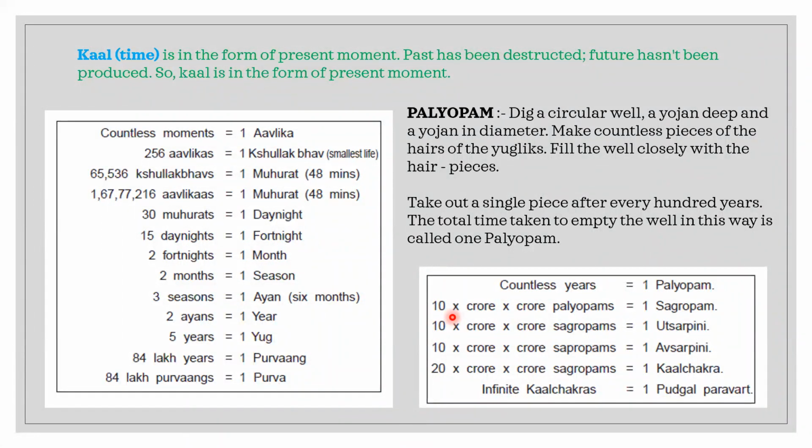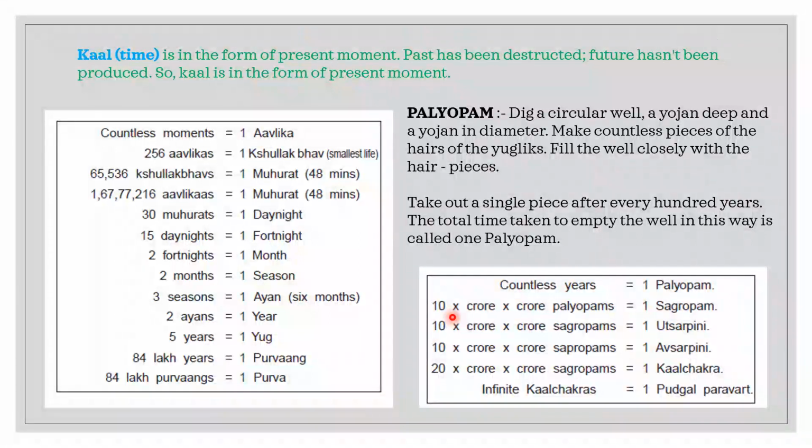And 30 murats make one day. If you count 15 days, a shukla paksh or a chandra paksh, it is known as one fortnight. Two paksh, that means one shukla paksh and one chandra paksh, is known as one month or one mass, and 2 mass make one rutu, that is one season, and 3 seasons make one ayan, and 2 ayans is 1 year. 5 years in our Shastra is known as one yug, and 84 lakh years is known as one purvang, and 84 lakh purvangs is known as one purva.